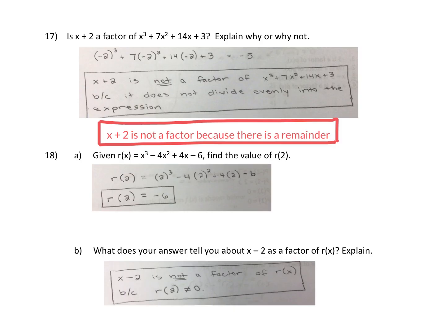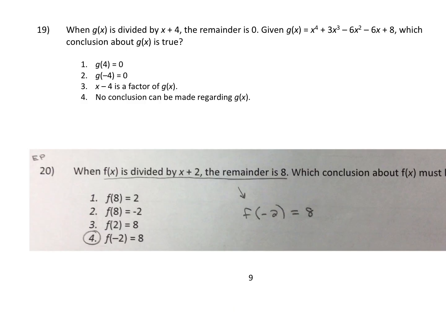All right, let's take a look at number 19. Number 19 says when g of x is divided by x plus 4, the remainder is 0.